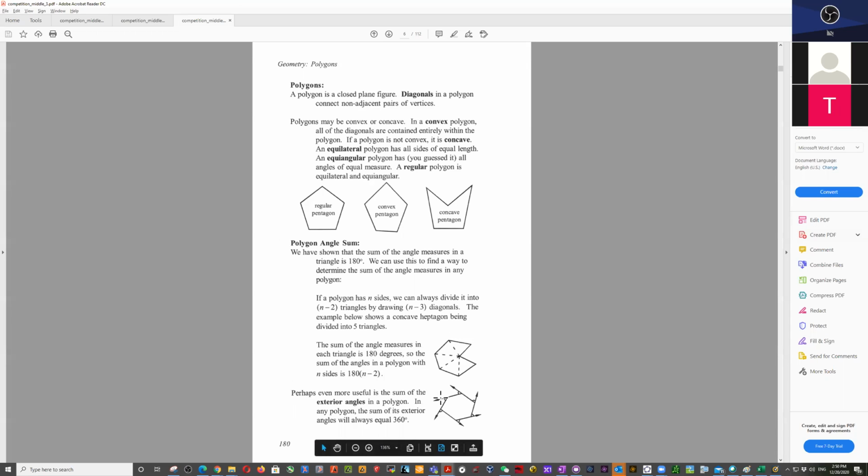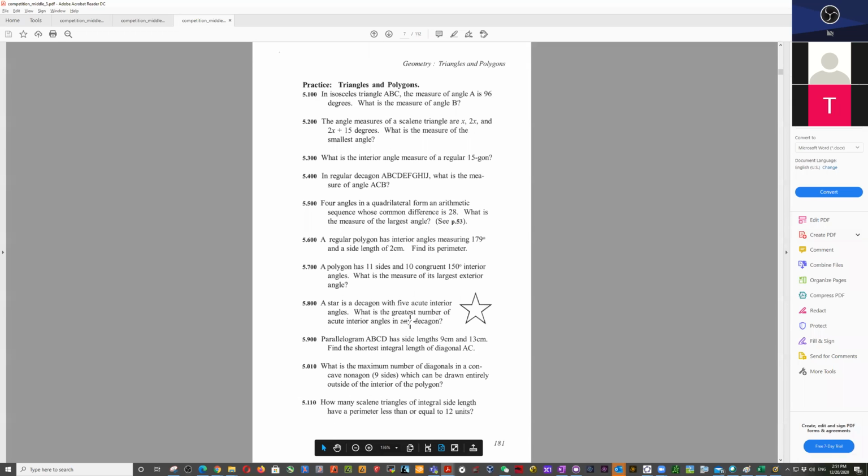I like this formula more because exterior angles, no matter how many sides your polygon has, always add up to 360. So this actually is easier to use. I'm going to show an example. And this is the triangle and the polygon.